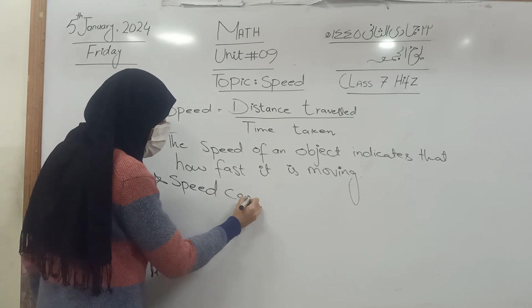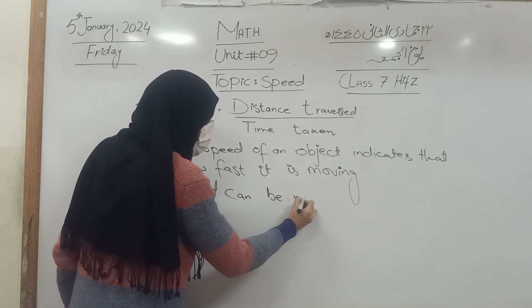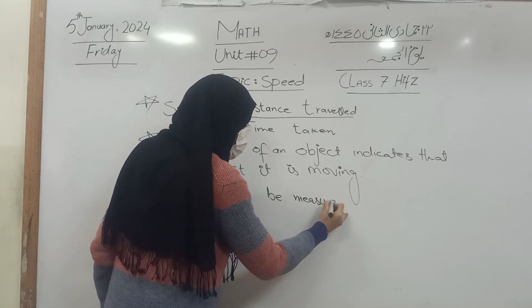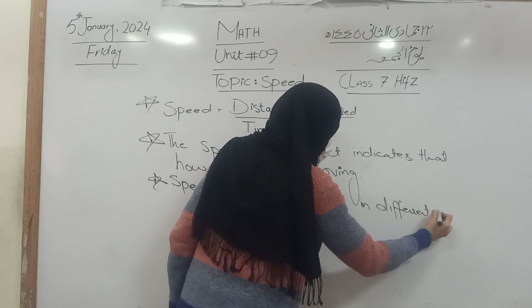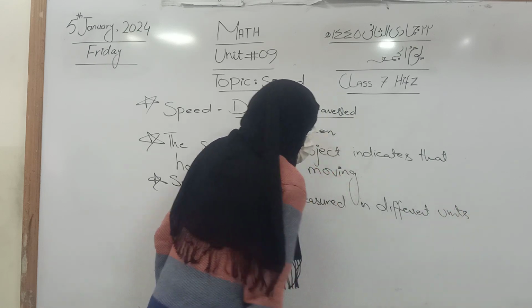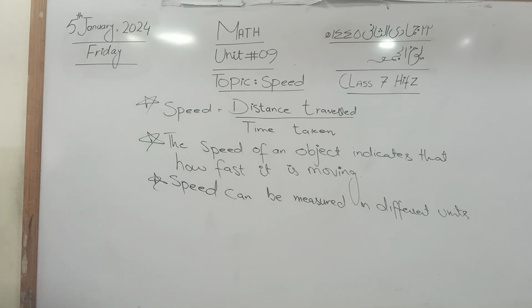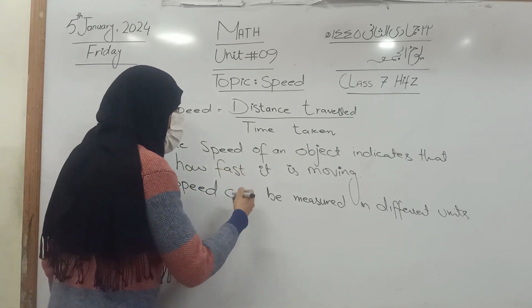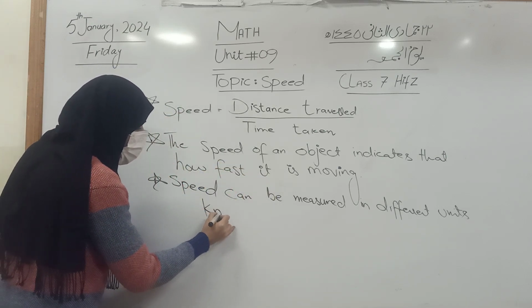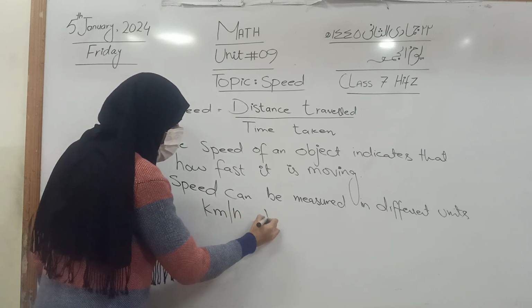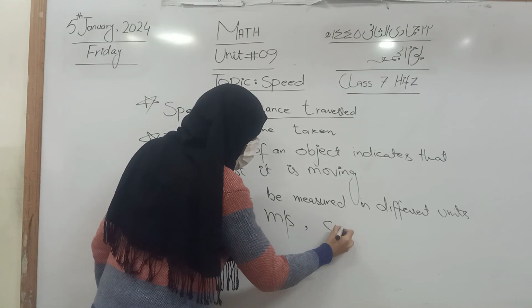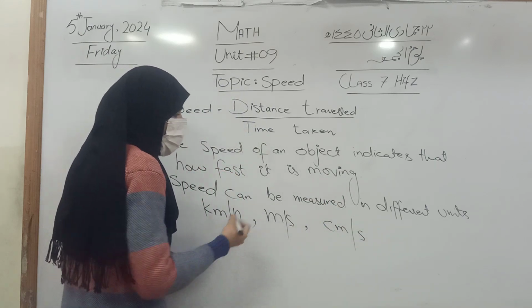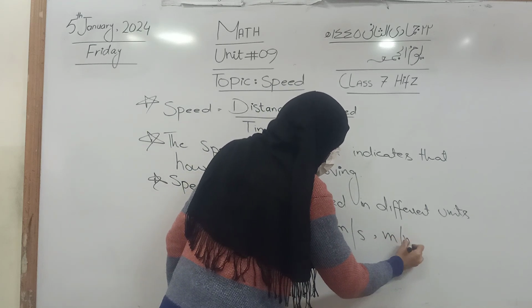speed can be measured in different units such as kilometer per hour, meter per second, centimeter per second. Speed can be measured in different units such as kilometer per hour, meter per second, centimeter per second, meter per minute. Okay.